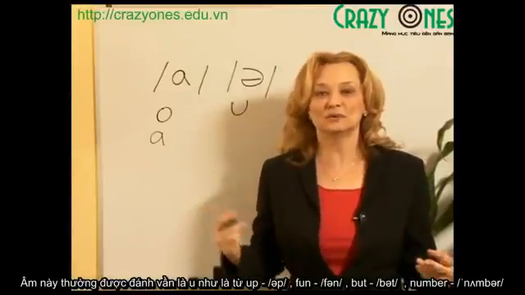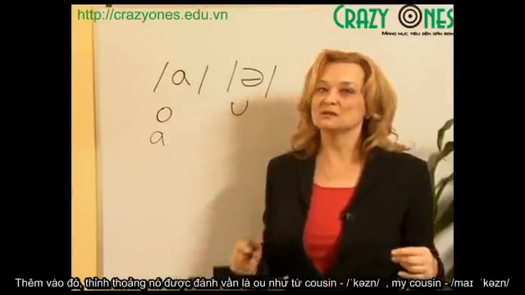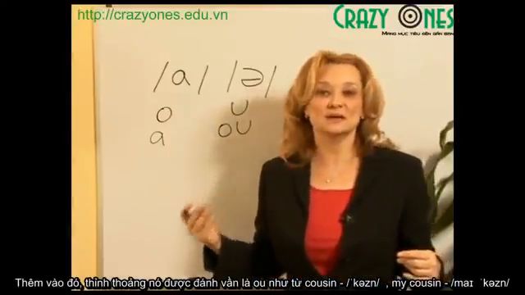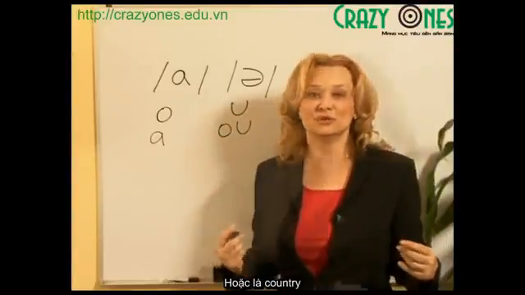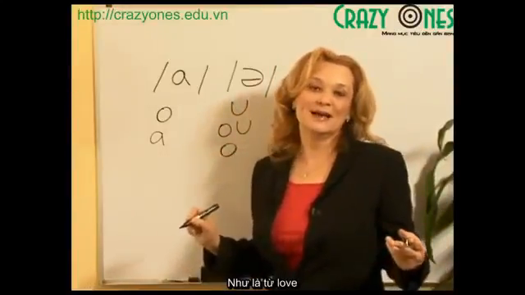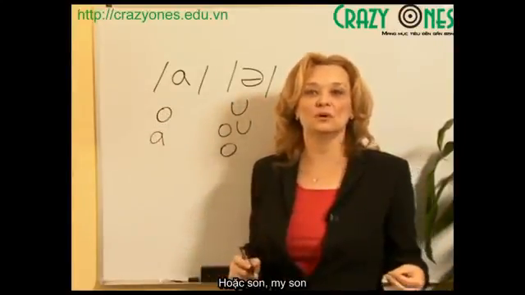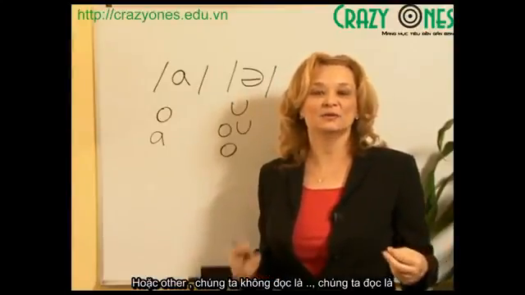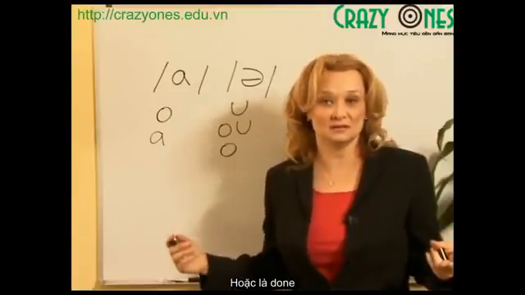This sound is commonly spelled with the letter U, as in words like up, fun, but, number. But also, sometimes this sound is spelled with OU, as in words like cousin, my cousin. We don't say my cousin, we say my cousin, or country. And once in a while, this sound is also spelled with the letter O, as in words like love. We don't say love, we say love. Or son, my son. Or other. We don't say other, we say other. Or done, D-O-N-E, I'm done.